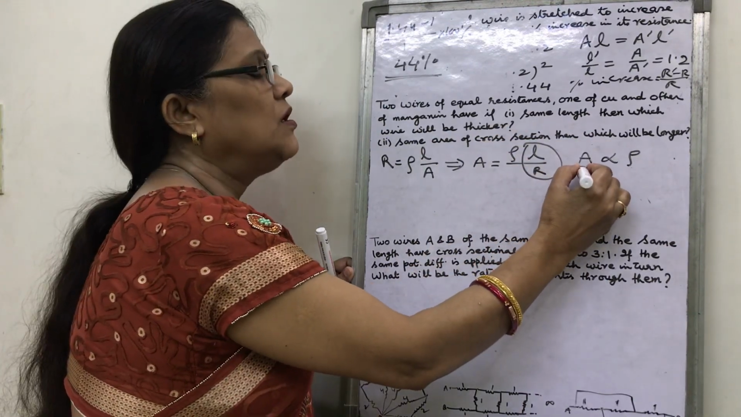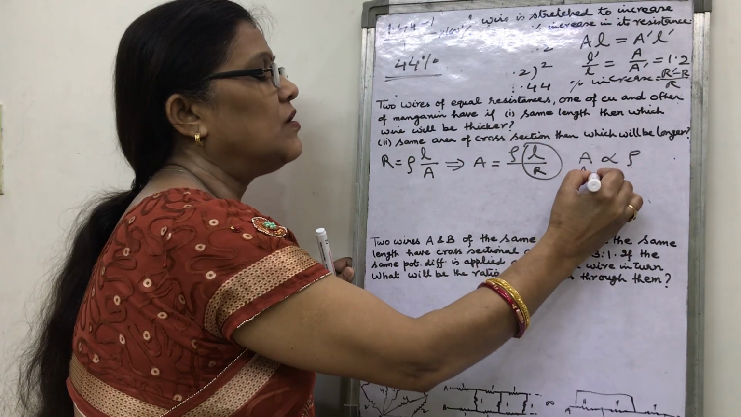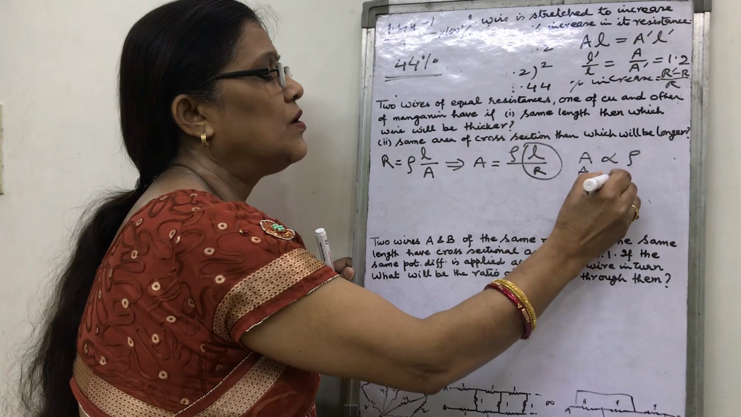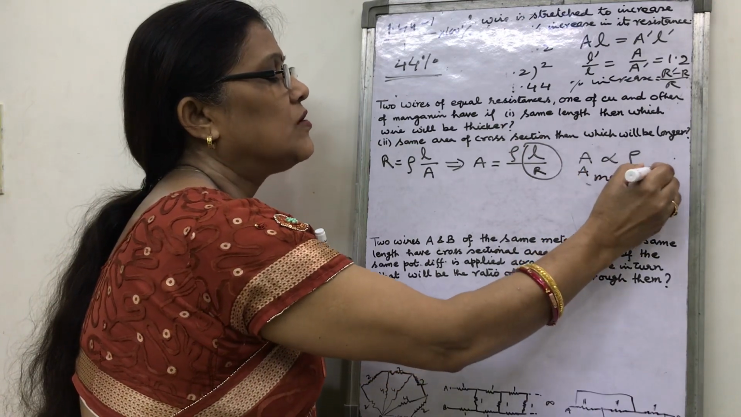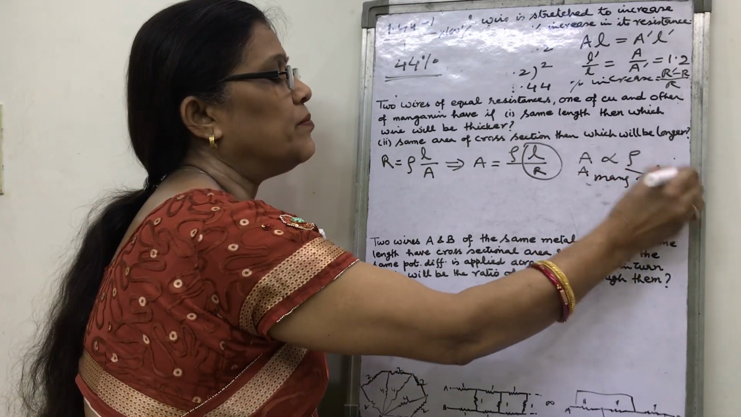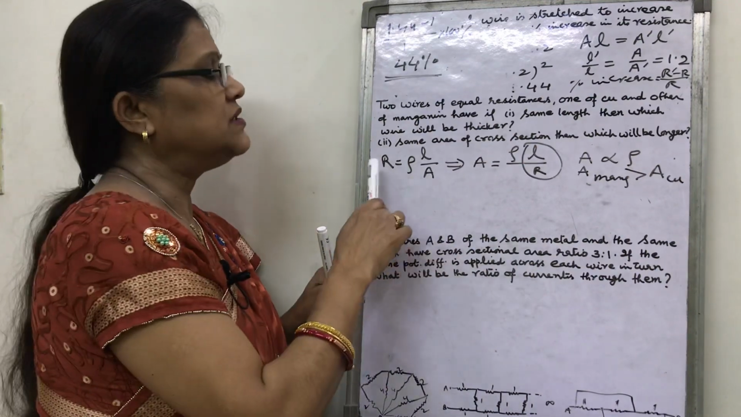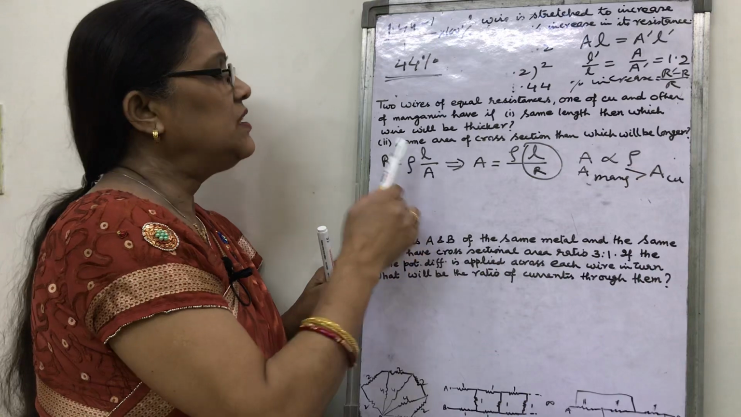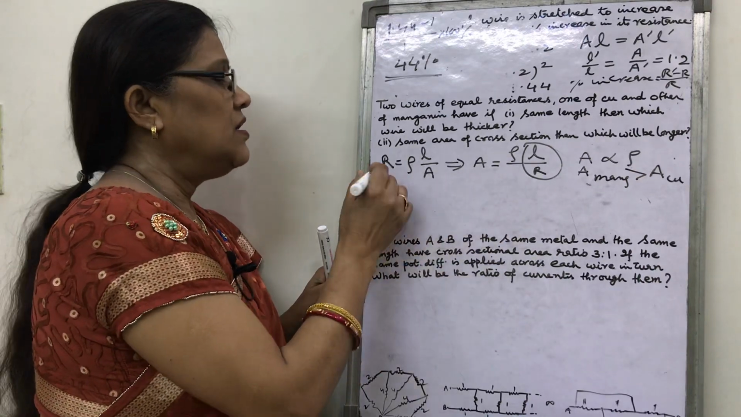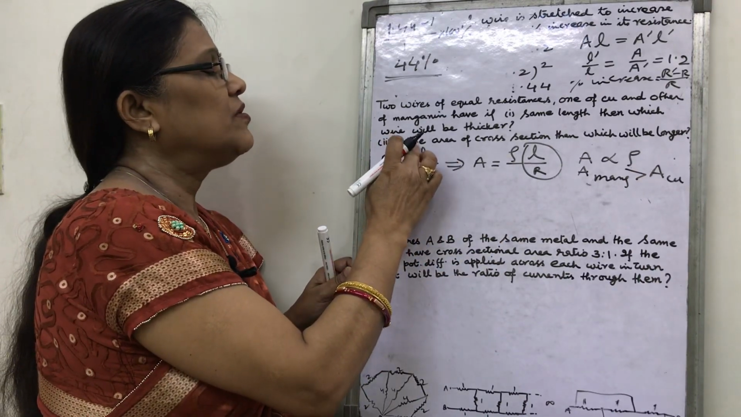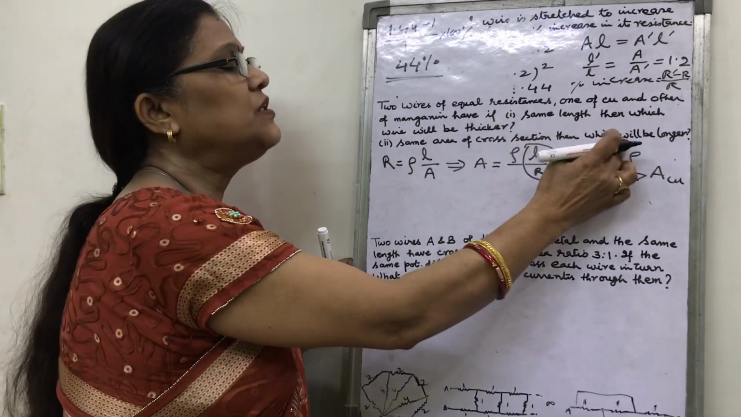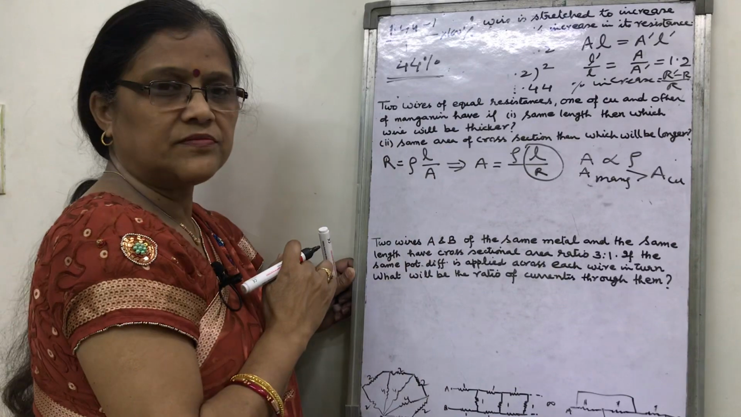So the cross sectional area of copper manganese will be more than the cross sectional area of copper. How have you decided? Simple, using this logic. And in the second part, in the same problem, if both the wires are of the same area of cross section, then which wire will be longer?